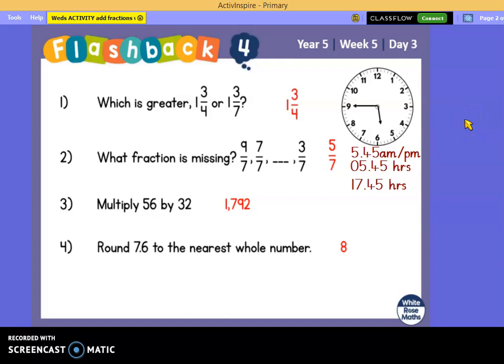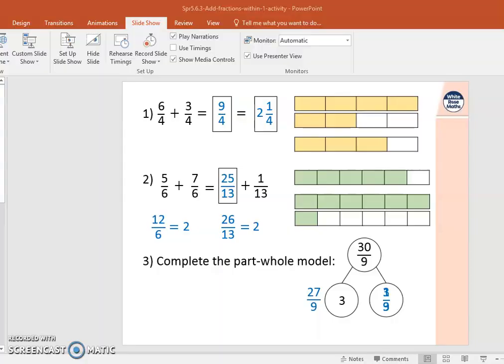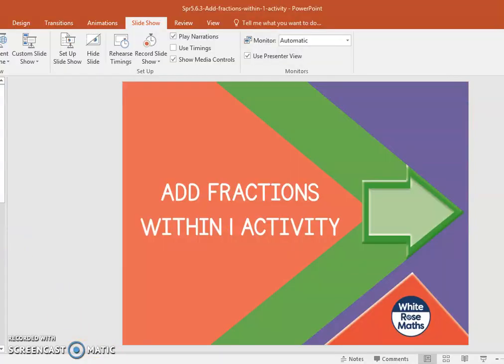Mark your work, please, with a blue pen to identify what you've done. If you've got any incorrect, I'd like you to go back over it until you get the correct answer. Let's move on to today's learning. Today we're going to learn to add fractions within 1.